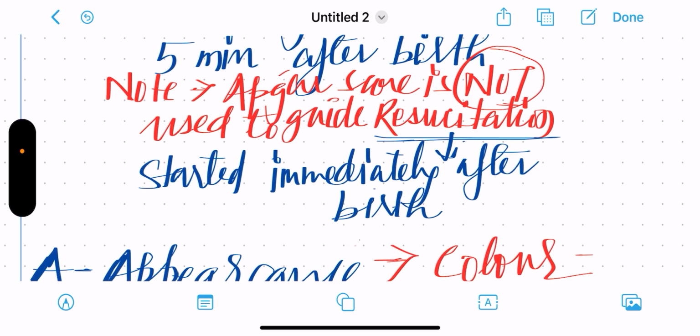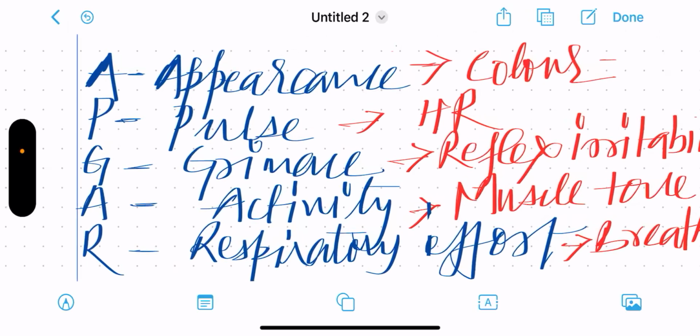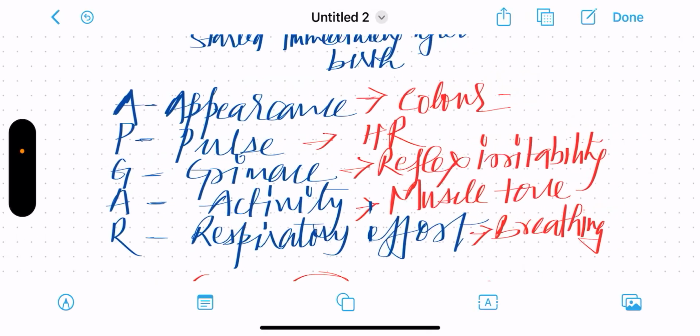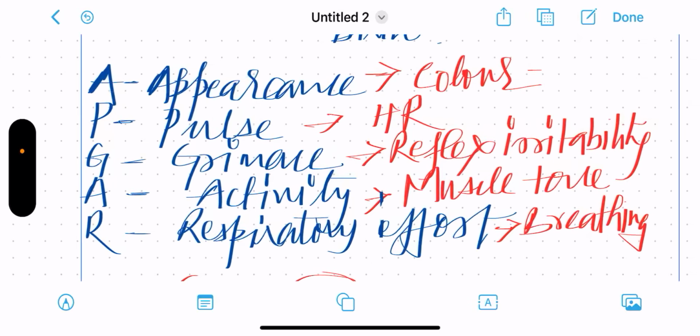Now, we have to understand that APGAR score stands for, it spells as APGAR. Okay, what does A stand for? A stands for appearance, P stands for pulse, G stands for grimace, A stands for activity, R stands for respiratory efforts.